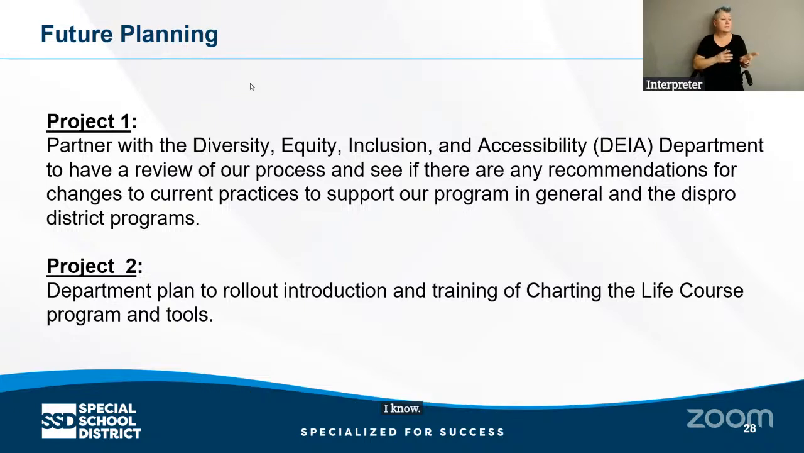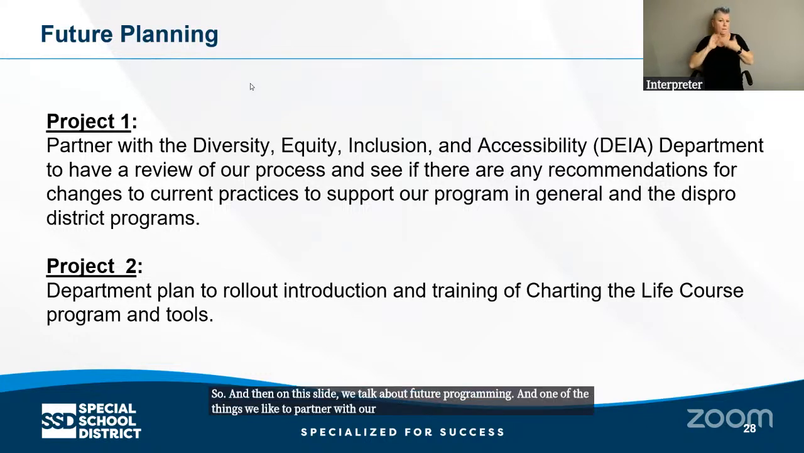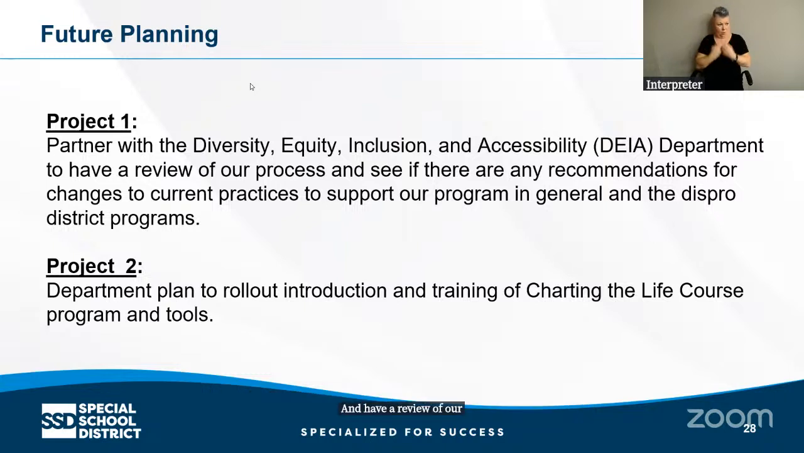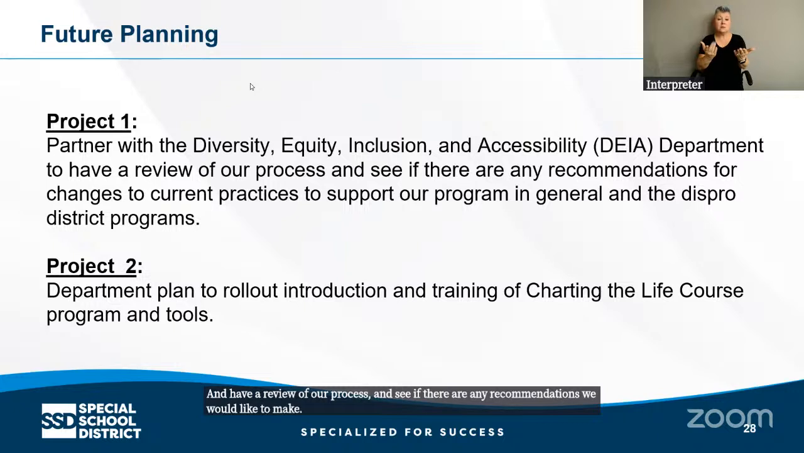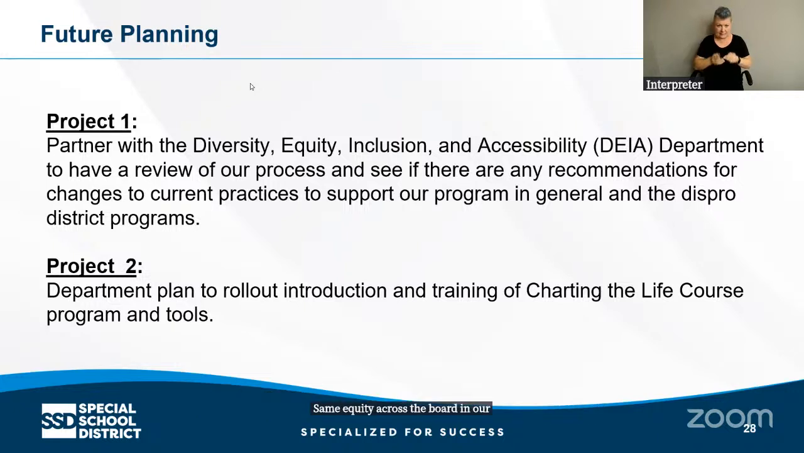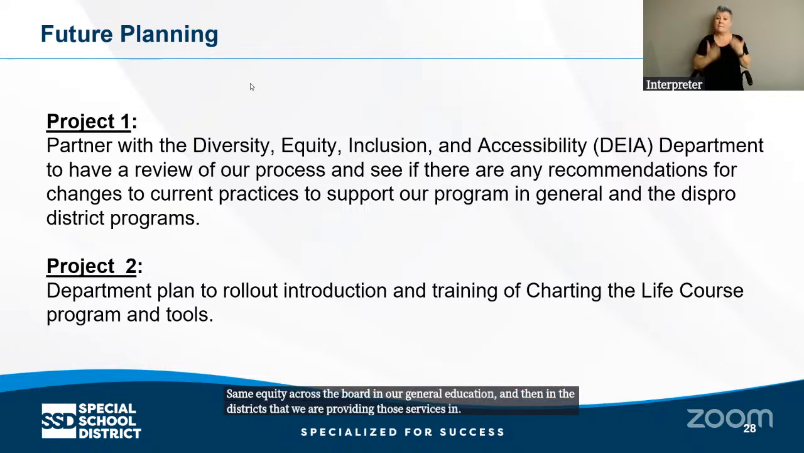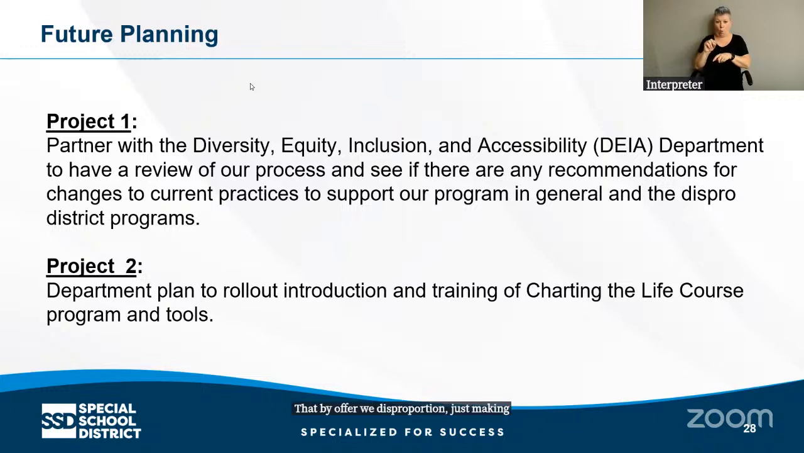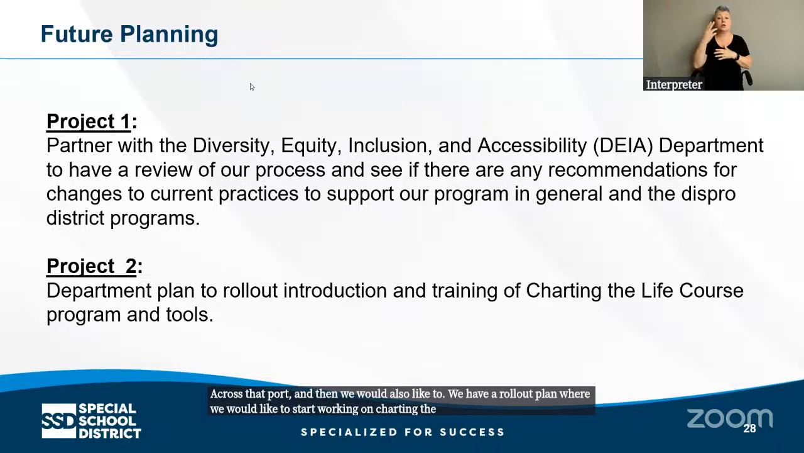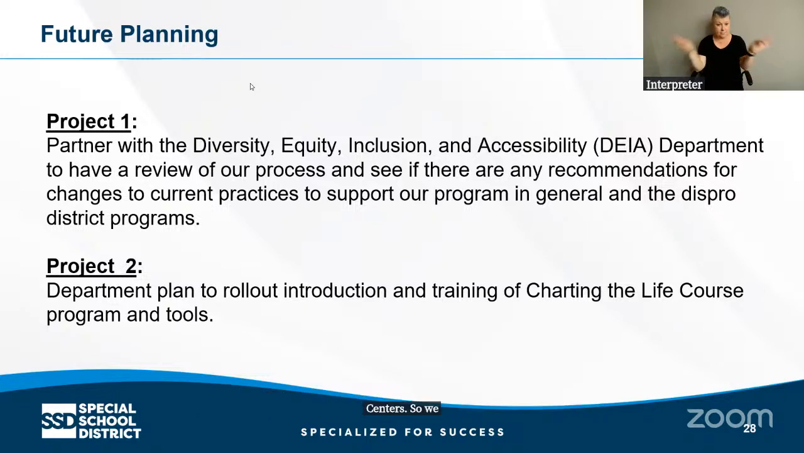And then on this slide, we talk about future programming, and one of the things is we'd like to partner with our DEIA department and have a review of our process and see if there are any recommendations. We would like to maintain equity across the board in our general education, and then in the districts that we are providing those services in, that might also be DISPRO programs, just making sure that we are remaining equitable across that board. We also have a rollout plan where we would like to start working on charting the life course. We know that that's very important and very family-centered, so we would like to make sure that we have our part of the pie in providing that for families.